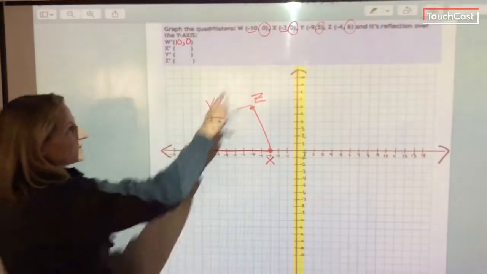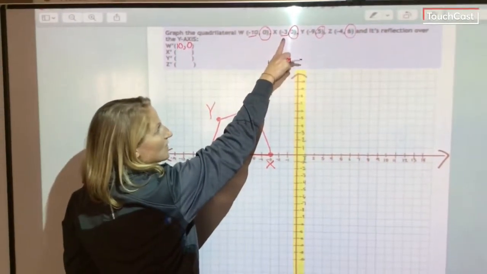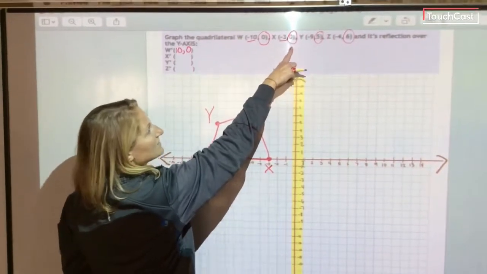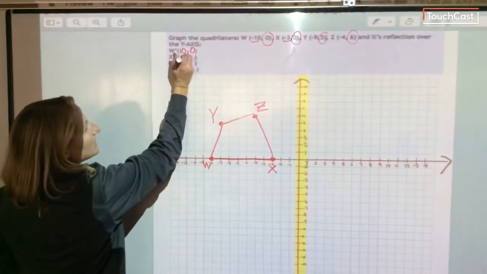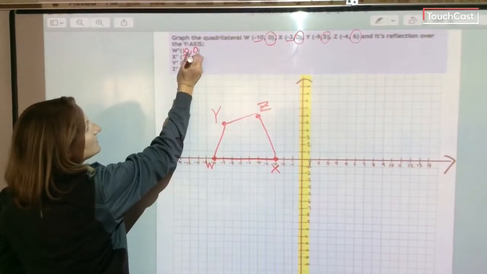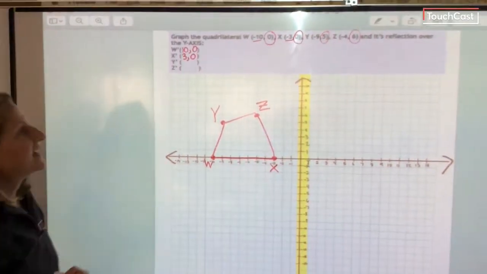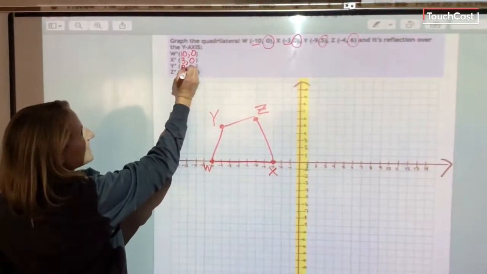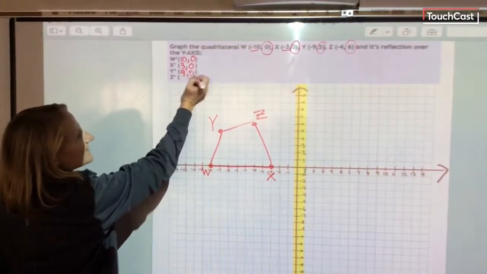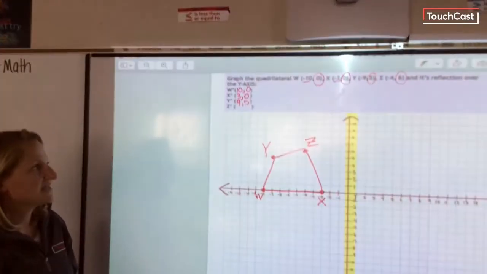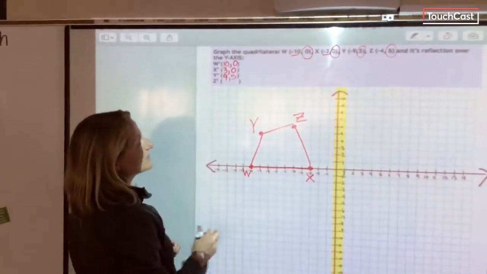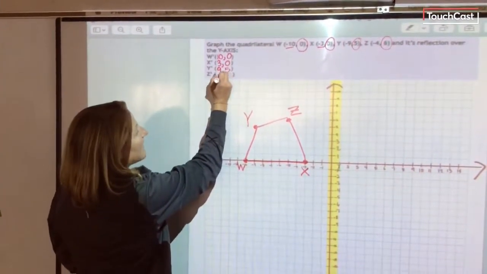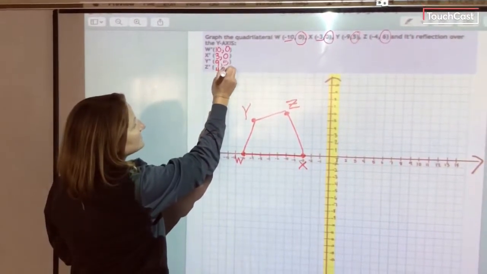X prime, we have to take the opposite of our x coordinate, and our y coordinate is going to stay the same, so that would be at a positive 3, 0. Next, y, that would be at positive 9 because we have to take the opposite, and positive 5 because our y value stays the same. And finally, point Z would be at positive 4, positive 6.